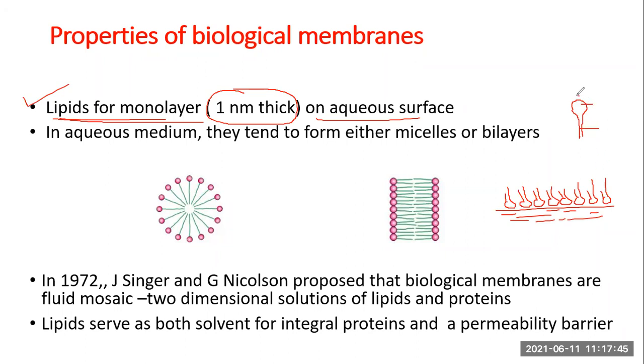The polar head, the hydrophilic part, is towards the water, because it is hydrophilic in nature, it is water loving, and the hydrophobic tails are away from the water. So they form a monolayer. The thickness, please remember, is only 1 nanometer. That means 10 to the power minus 9 of a meter.